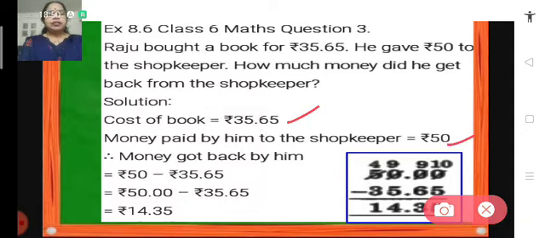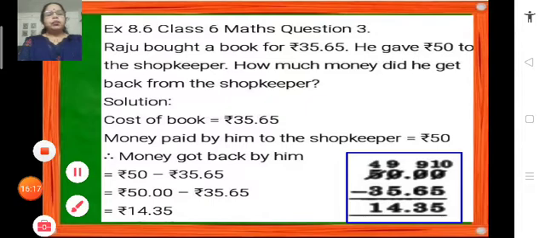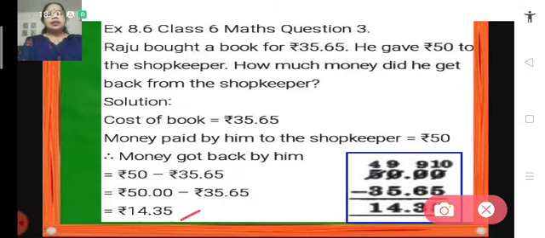It was rupees 50. So, how much money will he get back? We have to subtract 35.65 from 50. So, money got back by him is rupees 50 minus rupees 35.65. In order to make them like decimals, 50 can be written as 50.00 and we have 35.65. So, we place them in columns like this and we subtract. So, what do we get? We get 14.35 rupees, 14.35 as the money that he got back from the shopkeeper.